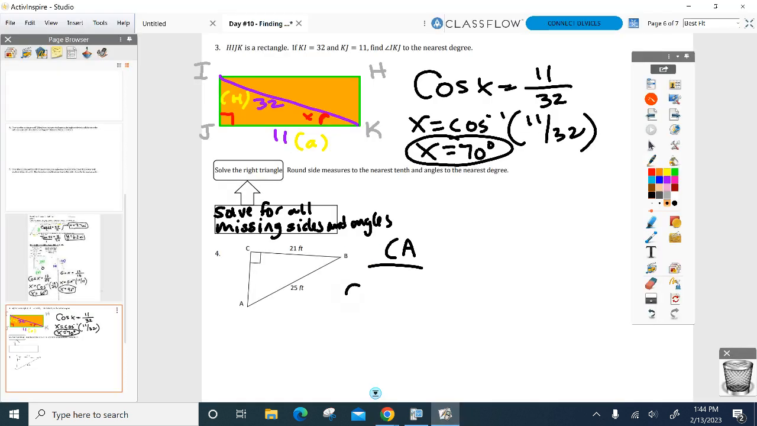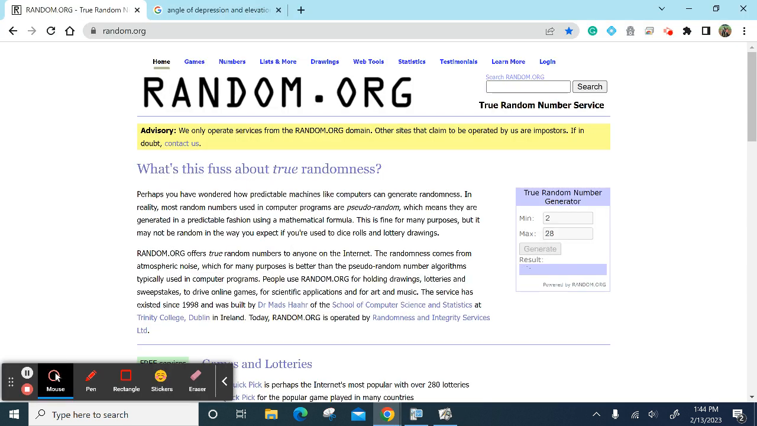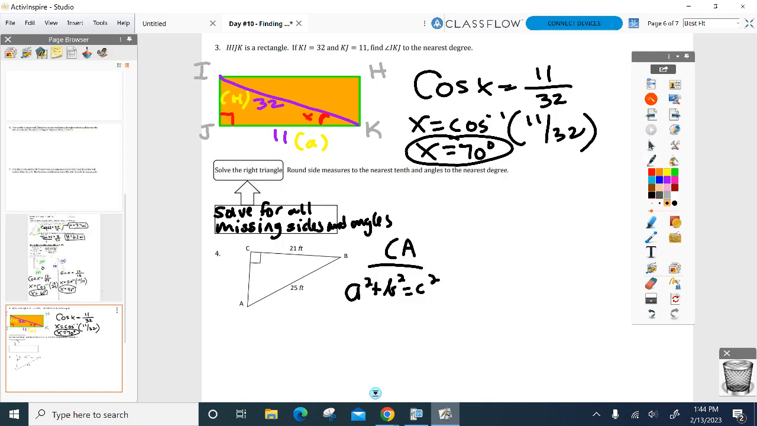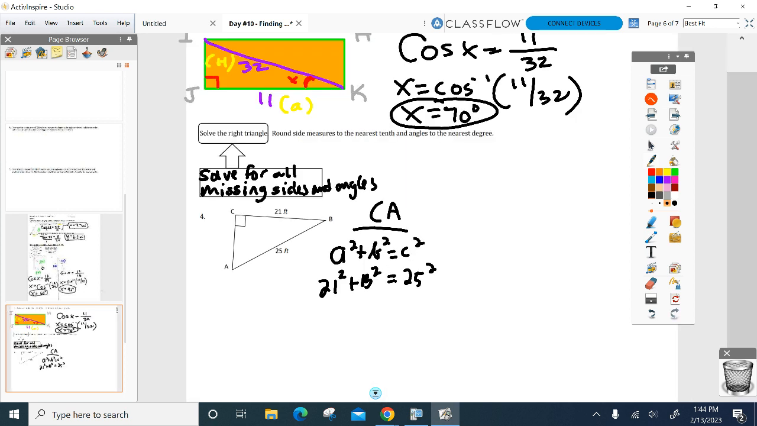Pythag, thank you. A squared plus B squared equals C squared. Can you plug it in for me, please? 21 squared plus b squared equals 25 squared. Good. The hypotenuse should be 25, which is plugged in for C. Please read the directions and enjoy this one, because I should have changed it to simplest radical form, but you don't have that here. You have nearest tenth. You're welcome.